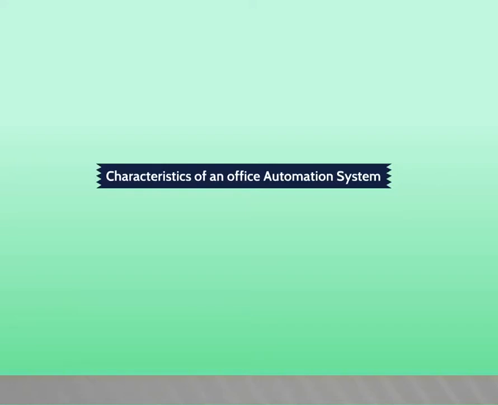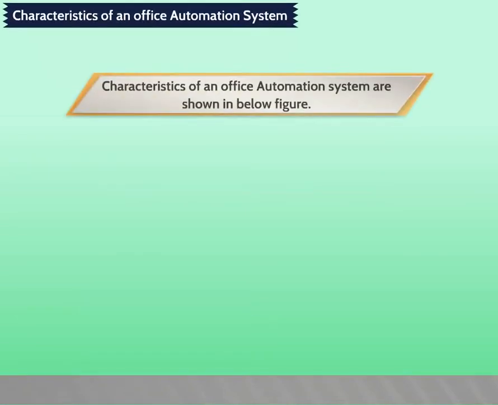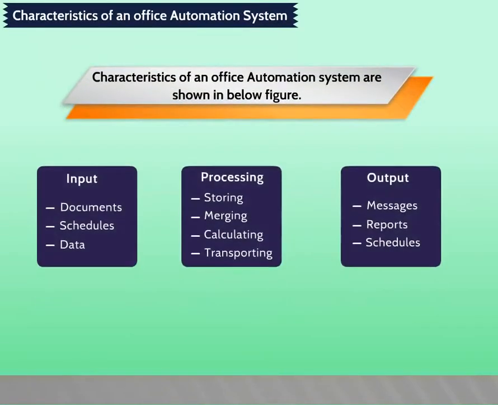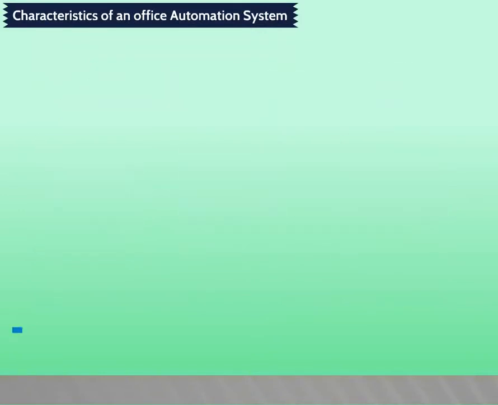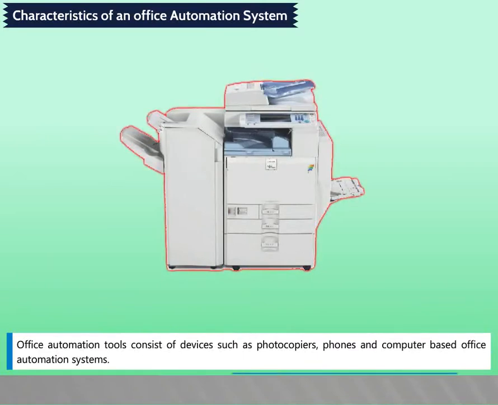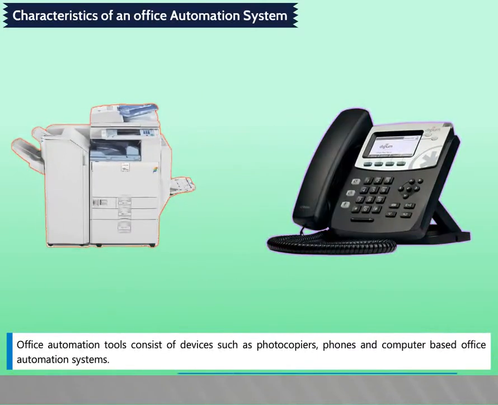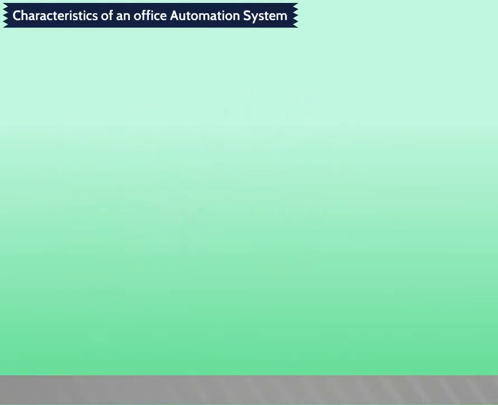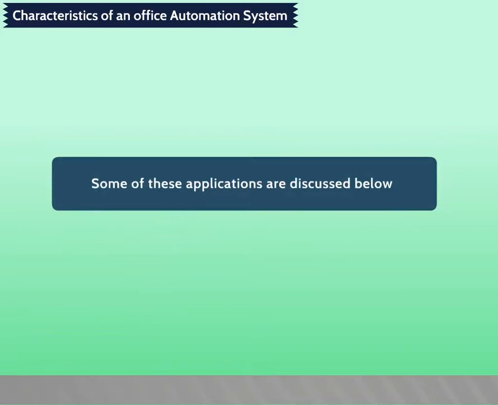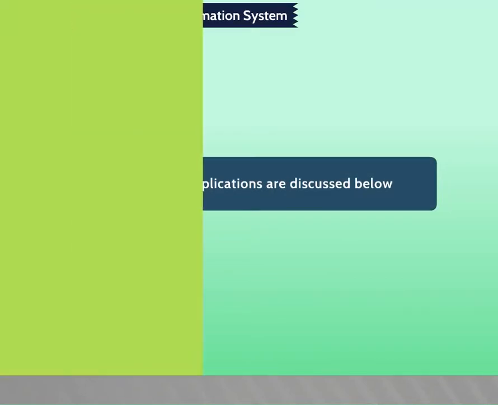Characteristics of an office automation system. Characteristics of an office automation system are shown in the below figure. Office automation tools consist of devices such as photocopiers, phones, and computer-based office automation systems. Some of these applications are discussed below.